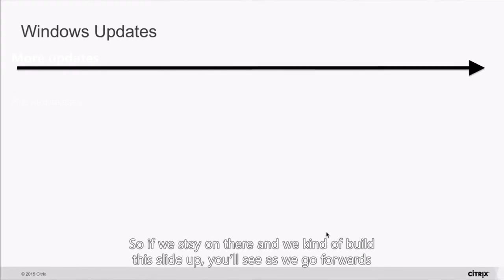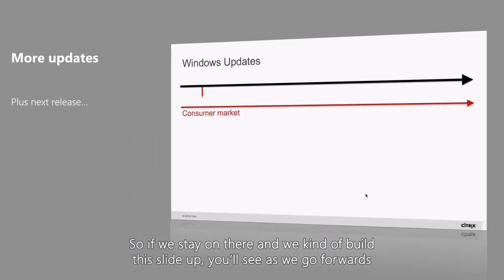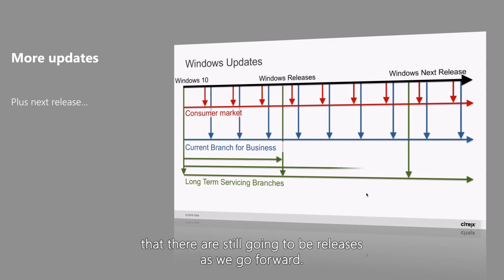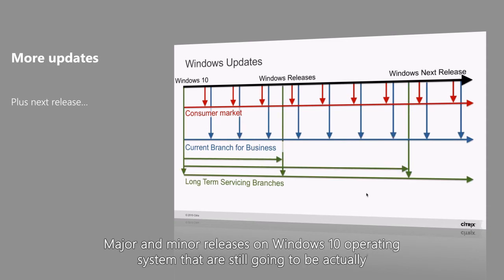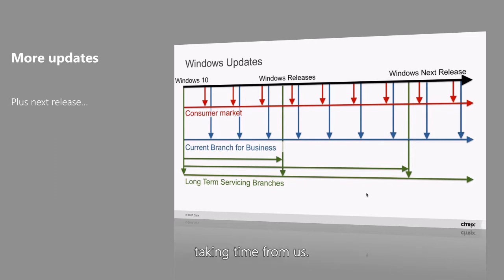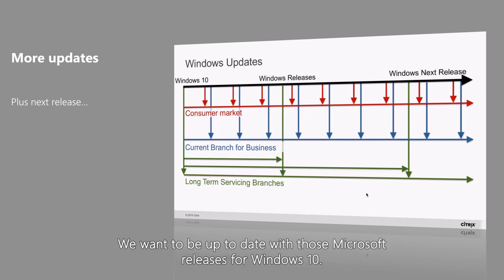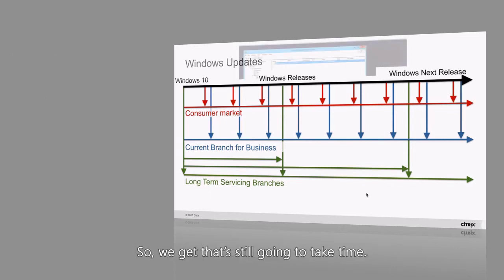So if we stay on there and we kind of build this slide up, you'll see as we go forwards that there are still going to be releases, major and minor releases for the Windows 10 operating system that are still going to be taking time from us, making sure we can update and patch our Windows 10 images, because we want to be compliant, we want to be up to date with those Microsoft releases for Windows 10. So again, that's still going to take time.